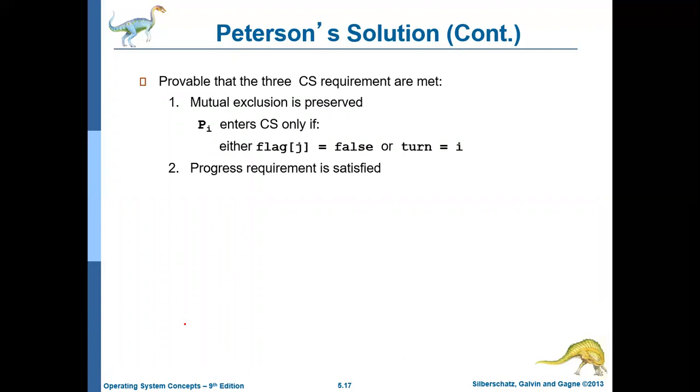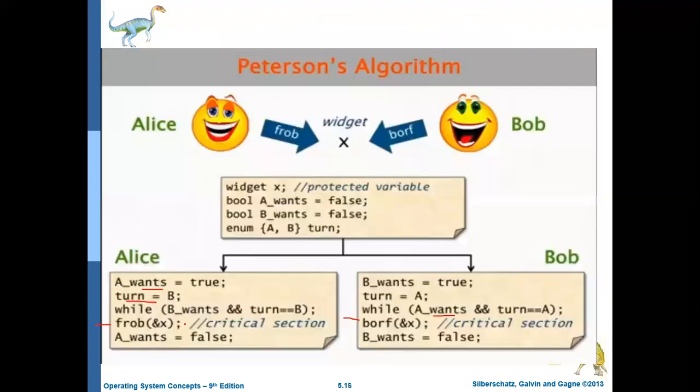And progress is also satisfied. So that problem will not happen, where first Alice should enter, then Bob, then Alice, then Bob. That problem will not come. Assume that currently Alice wants to enter the critical section and Bob doesn't want to enter. If Bob doesn't want to enter the critical section, then B wants will be false. Then obviously Alice will enter the critical section, and again Alice will set her A wants as false and come out.